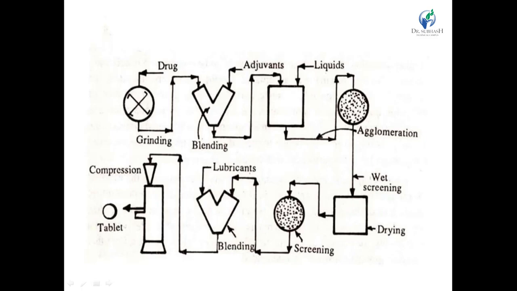These are the steps of the wet granulation technique. First, the dry form of the drug is ground. After grinding, the drug and excipients are blended with the help of a mixer. After blending, liquid is added to form agglomerates. After agglomerate formation, wet screening of the granules and drying occur. After drying, screening of the granules is required. After screening, lubricant is added to the granules and finally the tablet is compressed with a tablet compression machine.